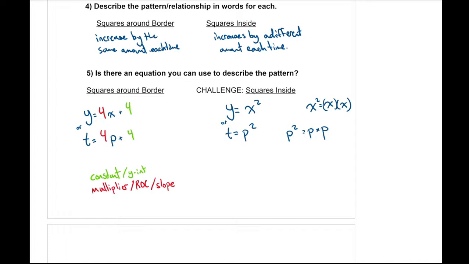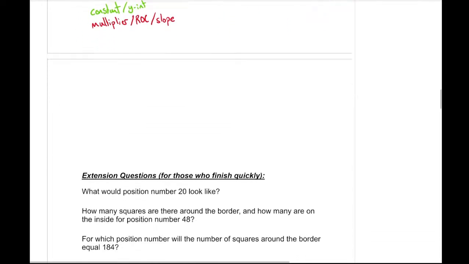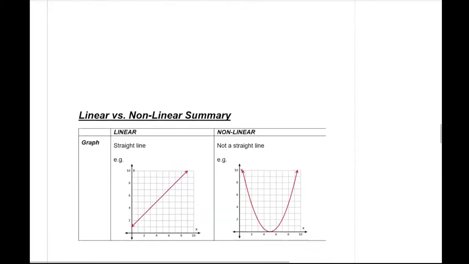So the main idea here is to look at two different tables, two different visuals, two different graphs, two different rules, and identify what makes a linear relationship and what makes a non-linear relationship. Because based on what we found for our squares around the border and our squares inside the border, we've come up with some key identifiers of linear and non-linear patterns or relationships. We won't worry too much about the extension questions. We'll just jump right into our summary.